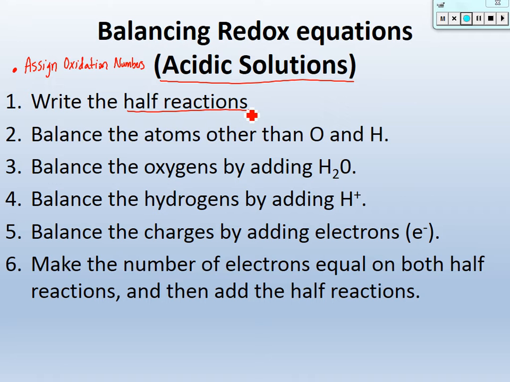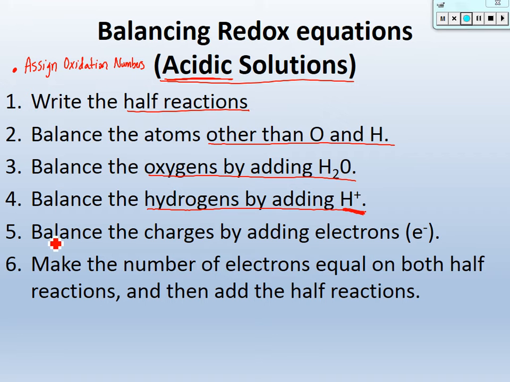Okay. Step 2, balance the atoms other than the oxygen and hydrogens. We're going to balance them by just putting a coefficient so that they're balanced. Step 3, we're going to balance the oxygens by adding water. So if one side needs more oxygens, we're going to do that by adding water. Step 4, we're going to balance the hydrogens by adding H+. So if one side needs more hydrogens, we're going to do so by adding H+. Remember, this is in acidic solution, and H+ ion is what makes things acidic.